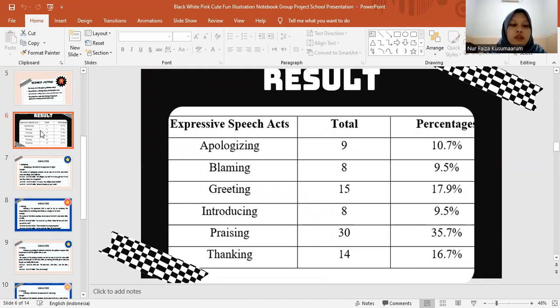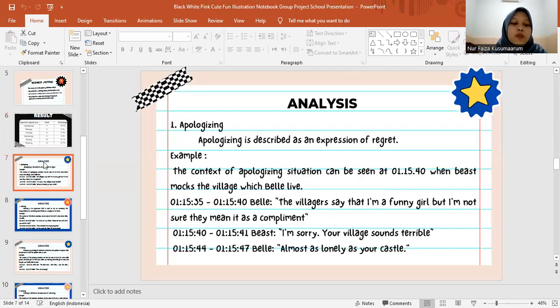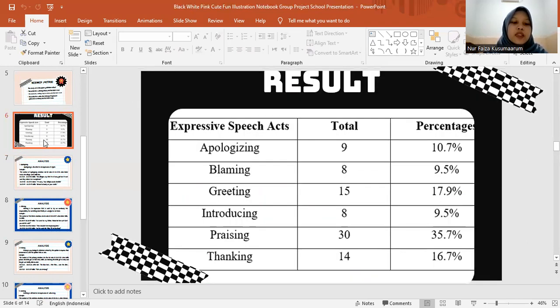In the analysis of the kind expressive speech act in Beauty and the Beast movie, the researcher finds 6 expressive use. They are apologizing, blaming, greeting, introducing, praising, and thanking. The most expressive speech act use is praising as many as 30 data. Second, there are greeting with 15 data. Third, there are thanking with 14 data. Fourth, there are apologizing with 10 data. Fifth, blaming with 9 data. Finally, the least expressive speech act rarely used is introduction with 8 data.